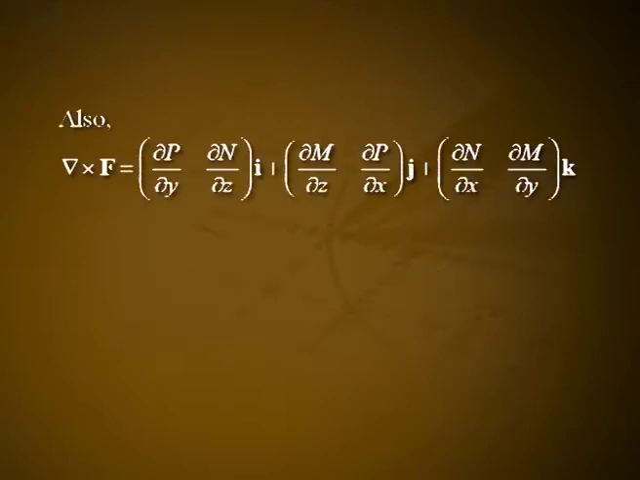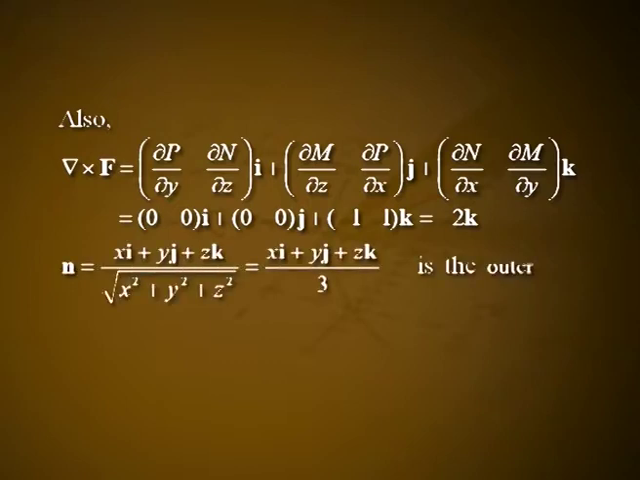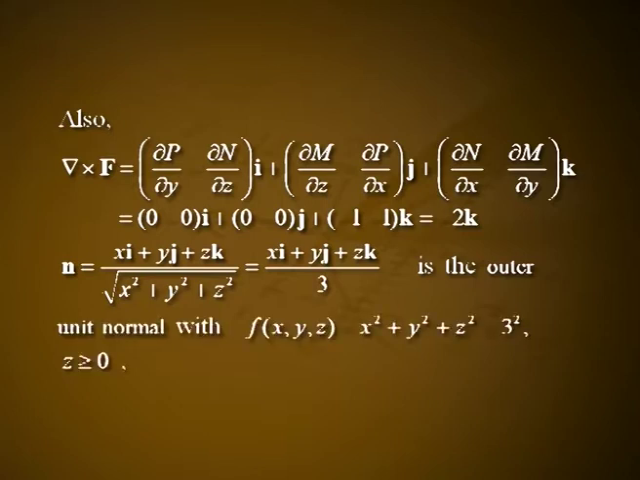Also, del cross F is equal to (dou P by dou y minus dou N by dou z) i plus (dou M by dou z minus dou P by dou x) j plus (dou N by dou x minus dou M by dou y) k, which is equal to (0 minus 0) i plus (0 minus 0) j plus (minus 1 minus 1) k, which is equal to minus 2k. n is equal to (x i plus y j plus z k) by square root of x square plus y square plus z square, which is equal to (x i plus y j plus z k) by 3, the outer unit normal, with f(x, y, z) is equal to x square plus y square plus z square equal to 3 square.